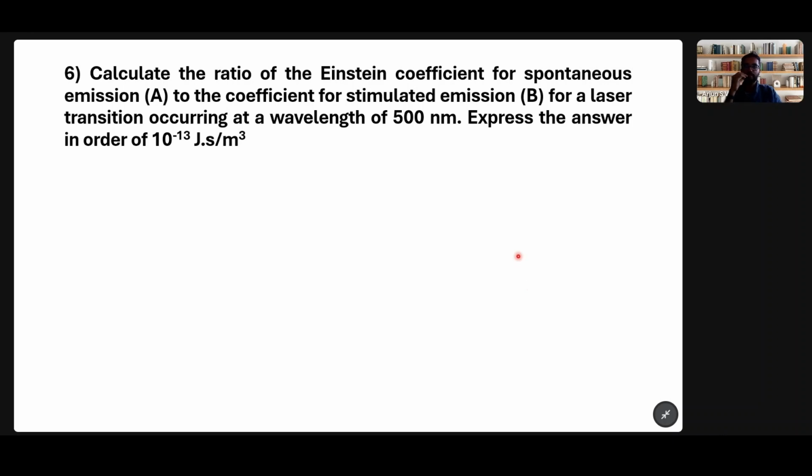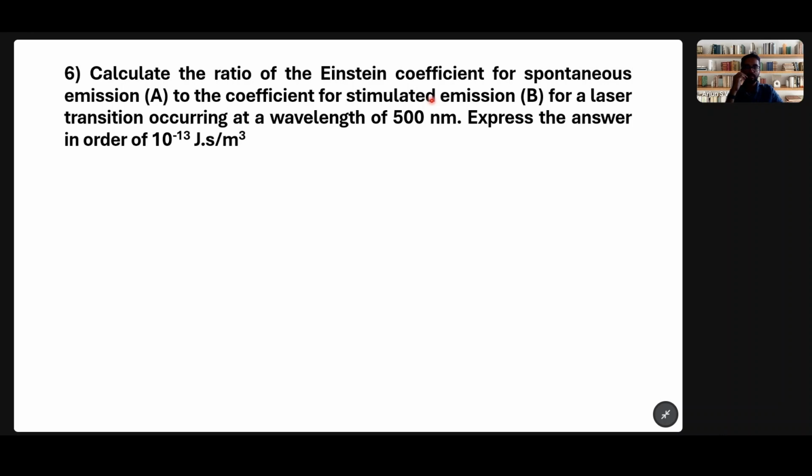So the only parameter that we have got here is 500 nanometer. So we have to figure out how to make use of it as well. The way to solve this is simple. We just have to use a simple formula.